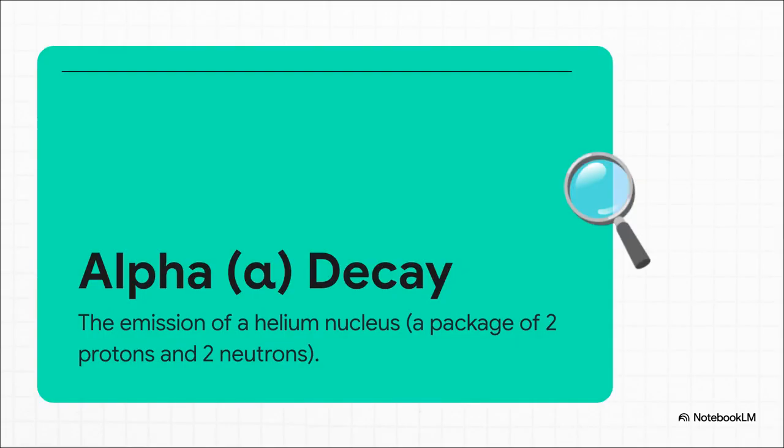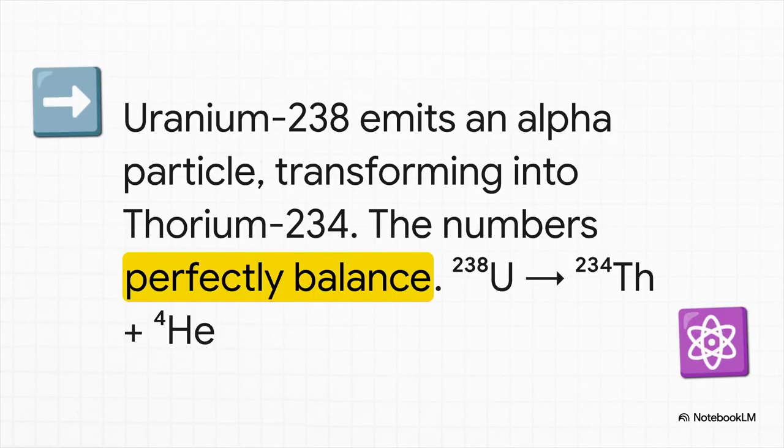All right, first up, alpha decay. You can think of this like the nucleus is just too big and heavy for its own good. So what does it do? It chucks out a little bundle, a package of 2 protons and 2 neutrons, which, hey, is exactly what a helium nucleus is. Just look at this uranium-238 atom here. It goes through alpha decay. Poof, it spits out that helium nucleus. And what happens? Its mass number drops by 4, and its atomic number drops by 2.